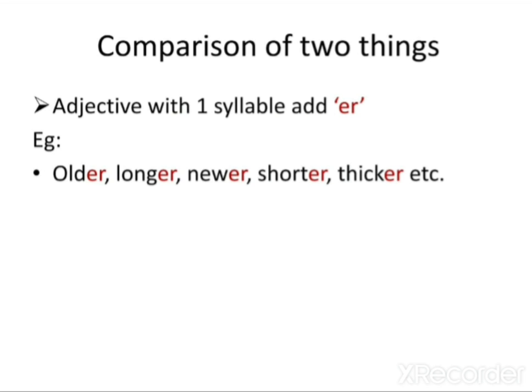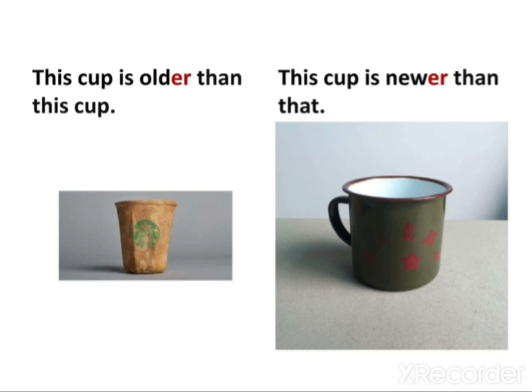I have here two cups. I want to compare these two cups. This cup is old, this cup is new. So when I compare these two cups, I add er to the adjective. When I compare them, I can say this cup is older than this cup. This cup is newer than this cup.